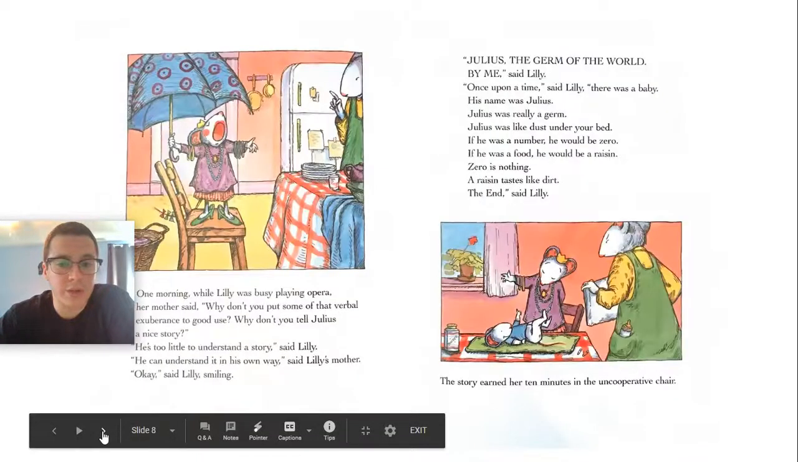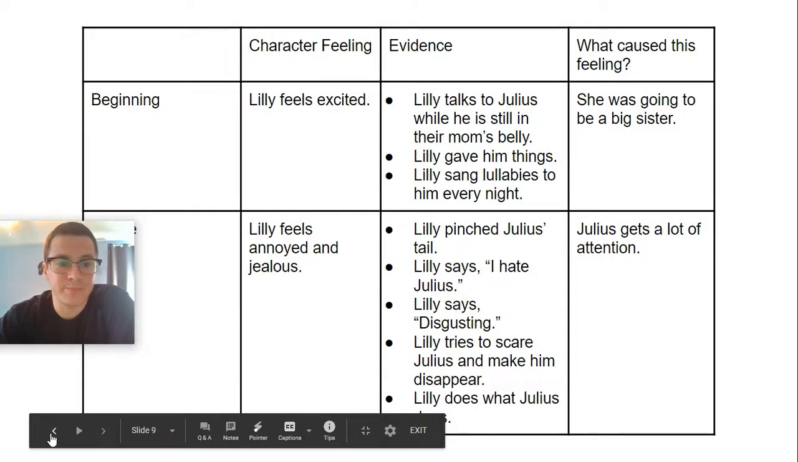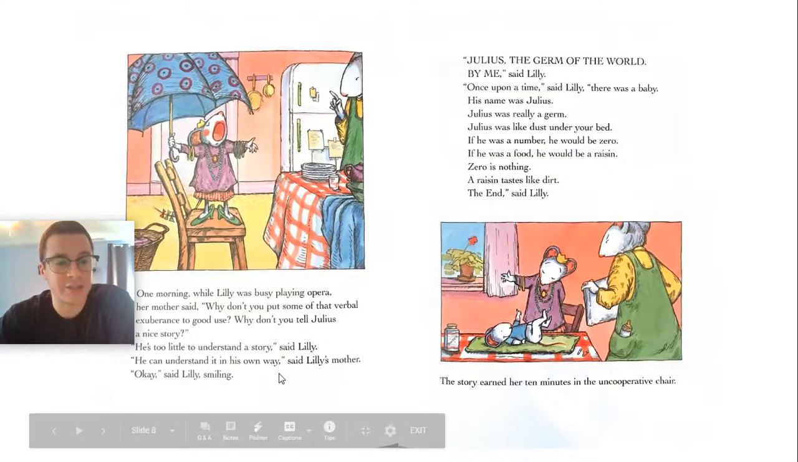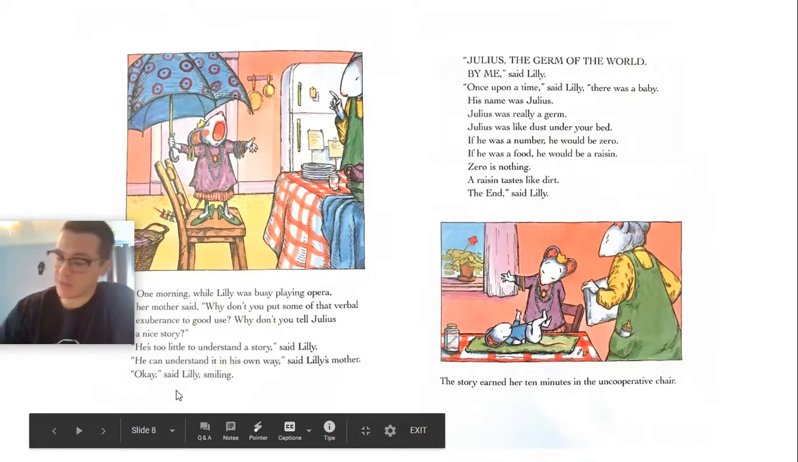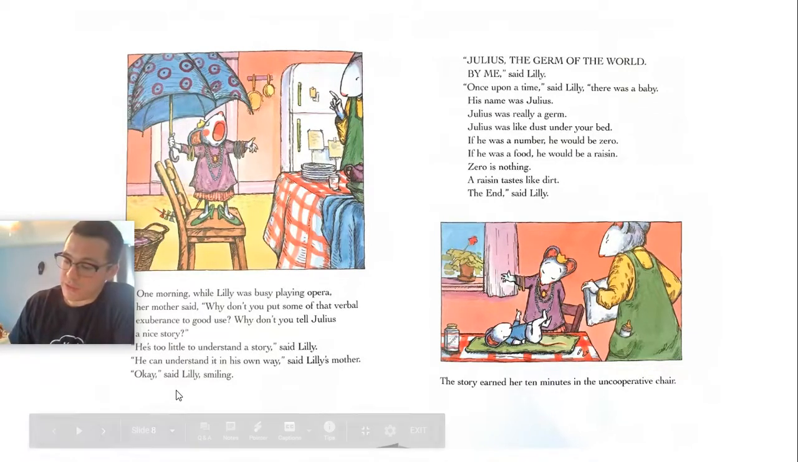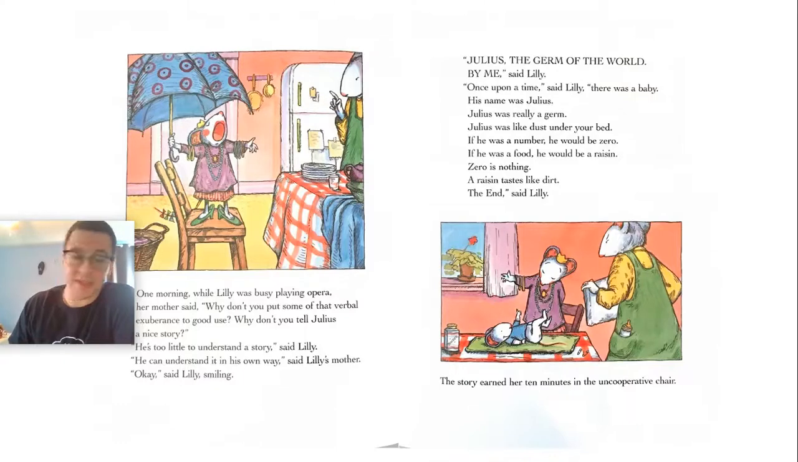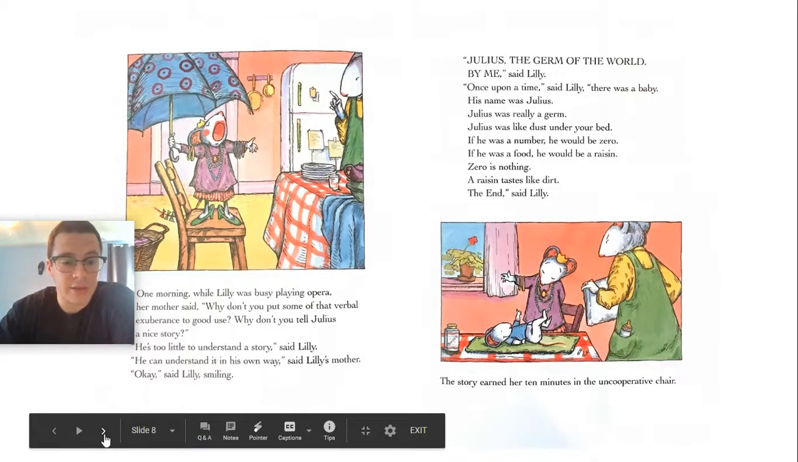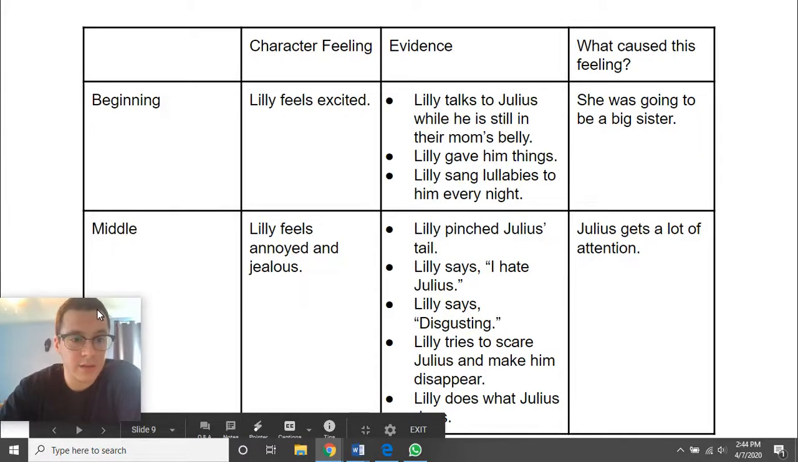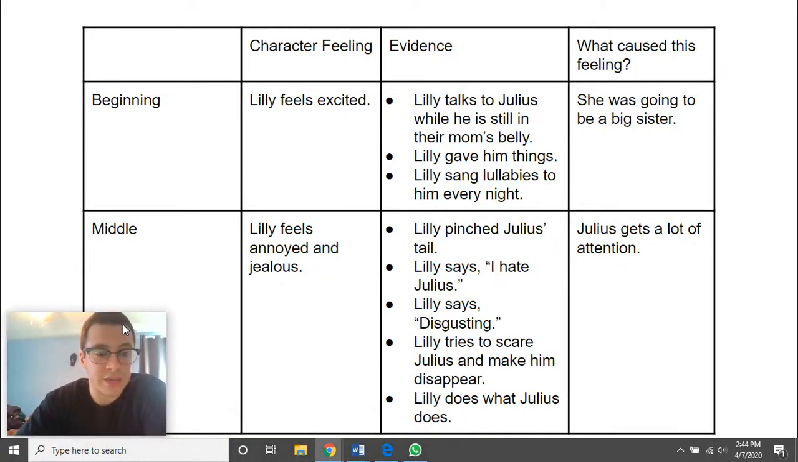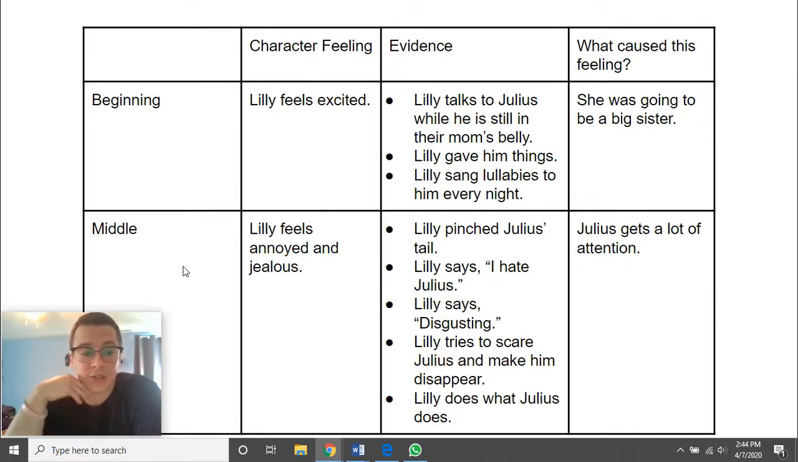So you're going to use that information to do your exit ticket. Remember, it's asking, how do Lily's feelings about Julius change from the beginning to the middle of the story? And I also put this chart here so you would be able to answer that question. Now, if you need this chart up longer while you're answering the question after the video ends, you can rewind a little bit and pause the video so that this chart stays on your screen.